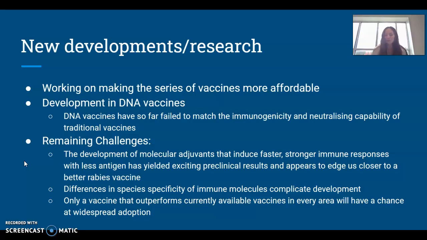So the remaining challenges: the development of molecular adjuncts that induce faster, stronger immune responses with less antigen has yielded exciting preclinical results and appears to edge us closer to a better rabies vaccine. Differences in species specificity of immune molecules complicate development, and only a vaccine that outperforms currently available vaccines in the area will have a chance of widespread adoption.